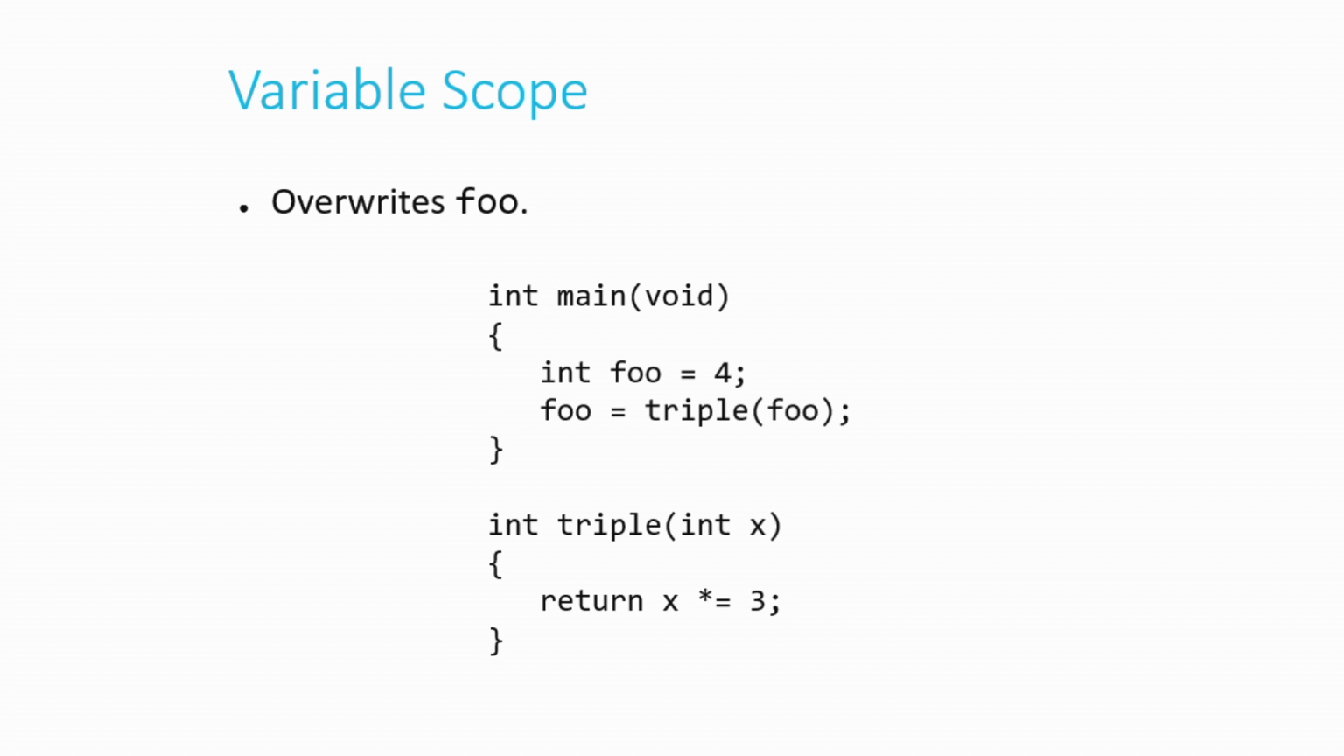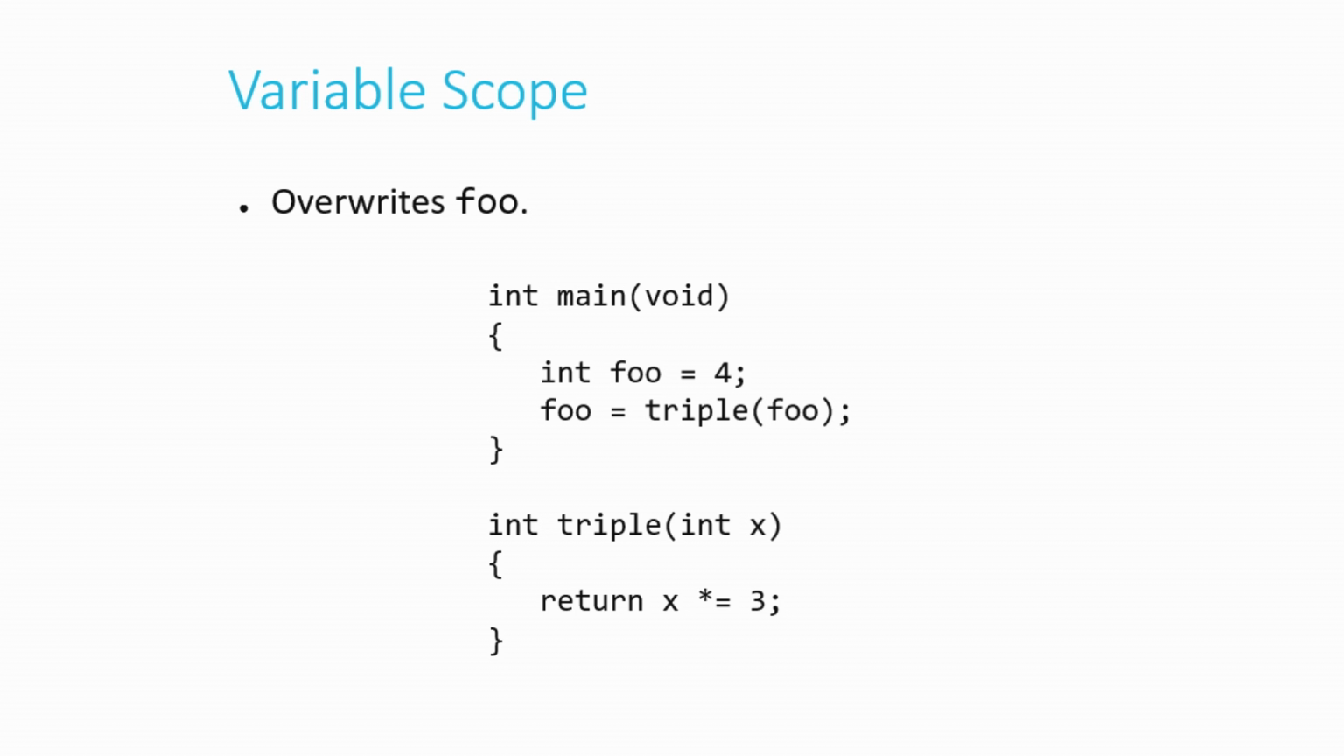Here, though, a very subtle difference, this does have the effect we want. Do you see why? We're overwriting foo in main this time. So int foo equals 4, foo equals triple foo. When we make that call, triple gets its own copy of foo, its own copy of 4. It says return 4 times 3, or whatever variable gets passed in times 3. And then we assign the return value of triple to foo again. So this actually would overwrite foo.